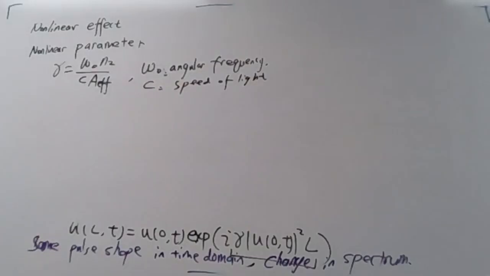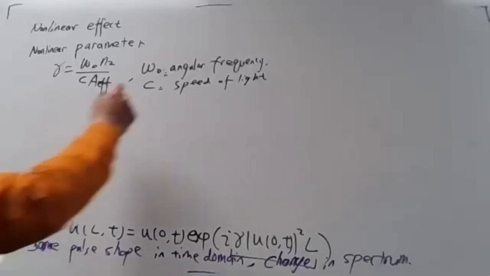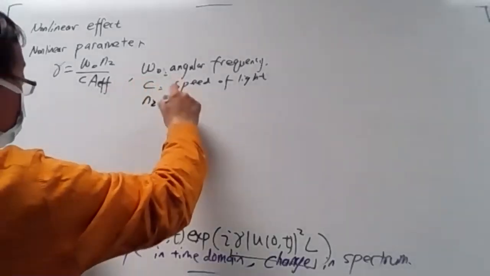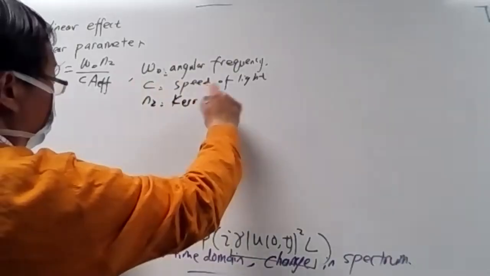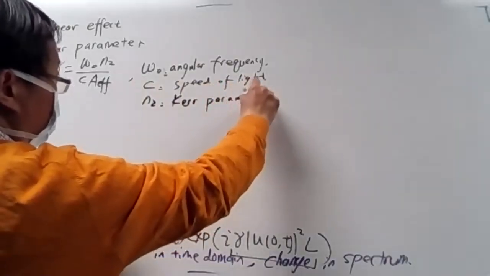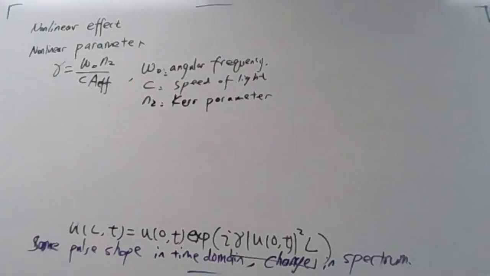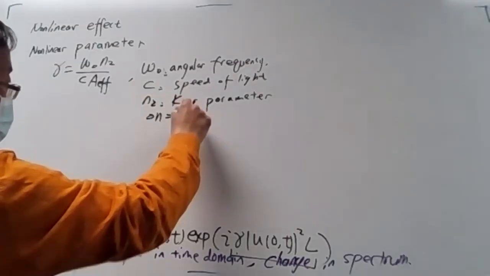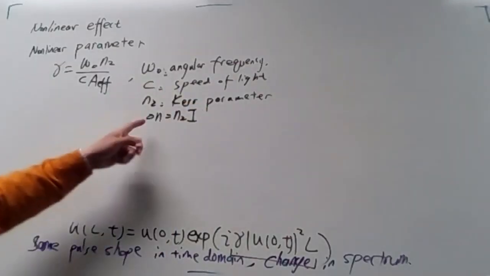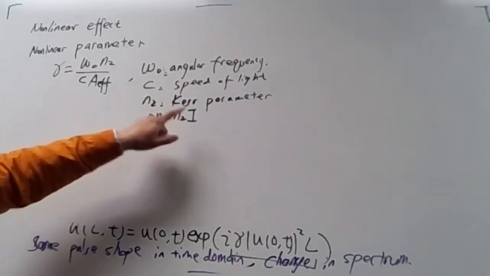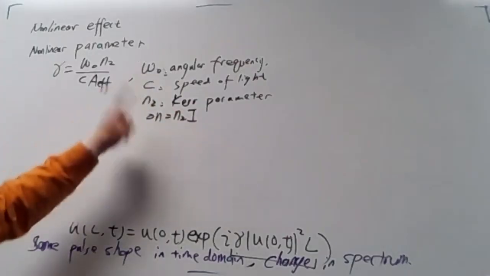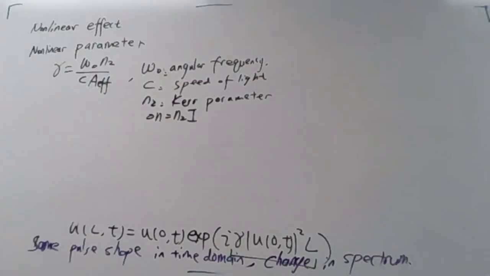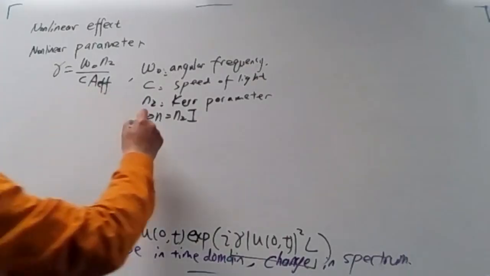And then n2 is the nonlinear parameter, the Kerr parameter. So n2 has a special name. It's called the Kerr parameter, right? Remember this delta n? Delta n is n2 times intensity. So this parameter means that whatever intensity change will be reflected in the index change. Okay, this A effective.